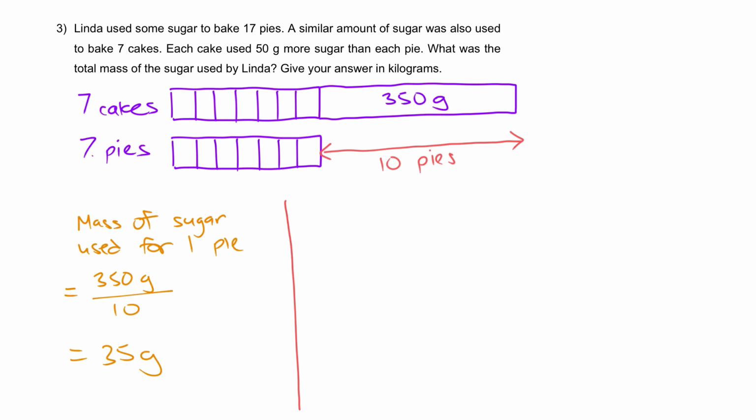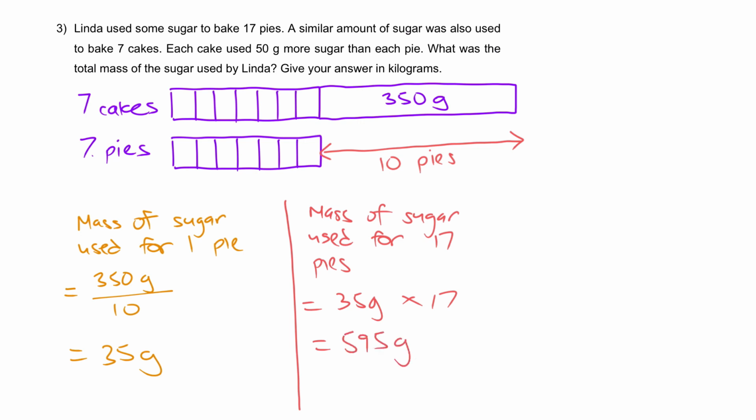There is no need to separately go and find out the mass of sugar used for the cakes, or find them separately and add them up together. Alright, there's no need. So we can just go straight to mass of sugar used for 17 pies. That would be 35 gram times 17 to give us 595 gram. After that, we just need to multiply it by 2.